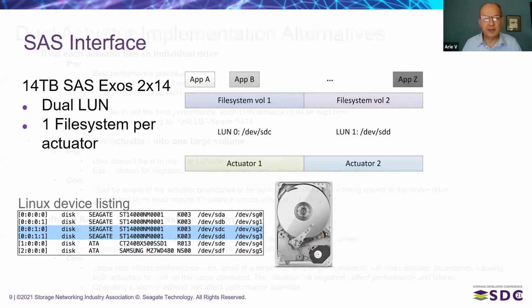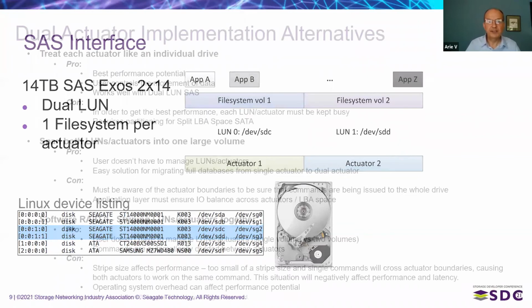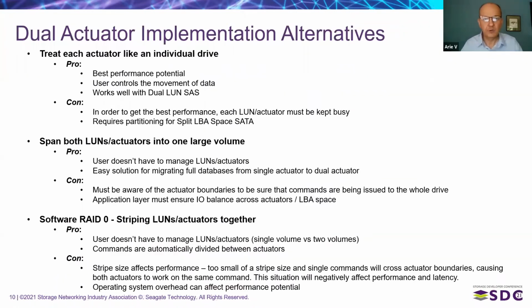But there are other ways of implementing. We just talked about how you can treat each actuator like an individual drive with dual LUN SAS. That's really your highest performance potential. We can get close to 2x performance in many scenarios. The user has complete visibility and controls the movement of data. Do need to make sure you keep each LUN actuator busy. And if you're deploying SATA now, SATA has a single contiguous LBA space, so you'll need to partition if you're going to treat it like two separate drives. And Tim has details on that later in the talk.